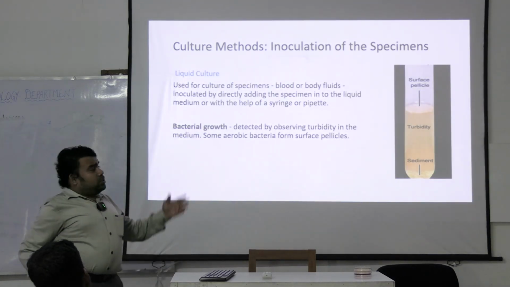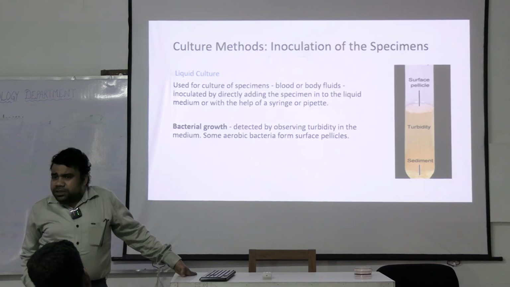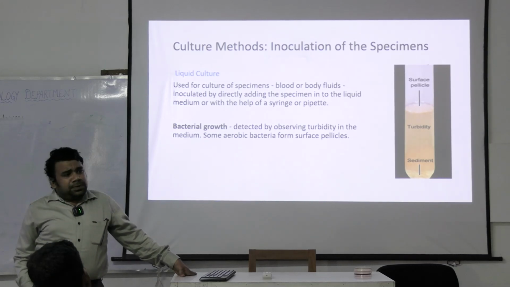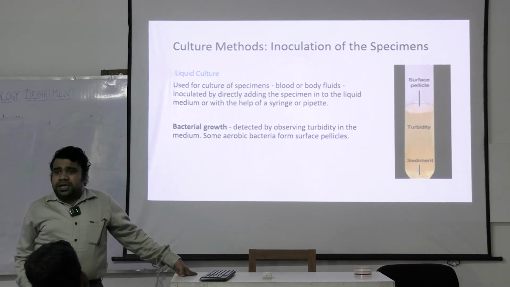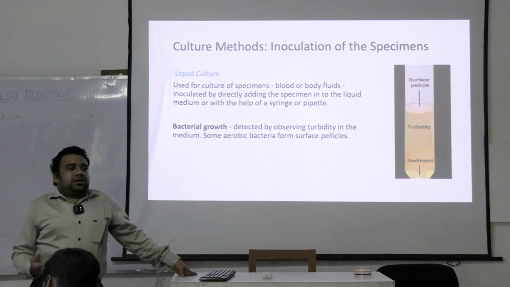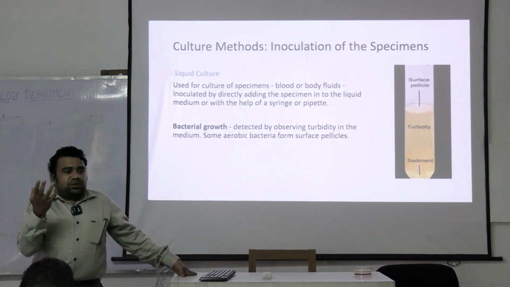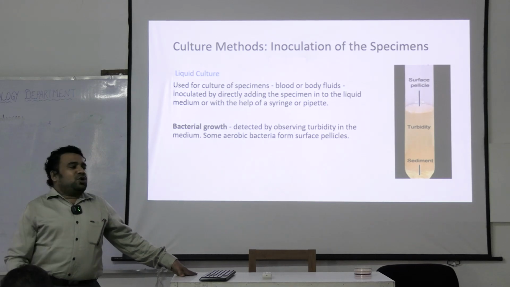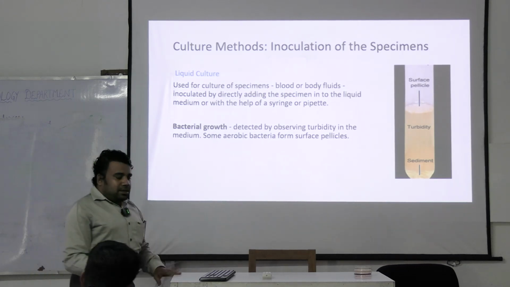And if it is in a broth, we can observe turbidity in the broth, sometimes surface pellicles or precipitates. If the bacterial colony has a higher density, it will precipitate. If it has a lower density, it will form a pellicle.